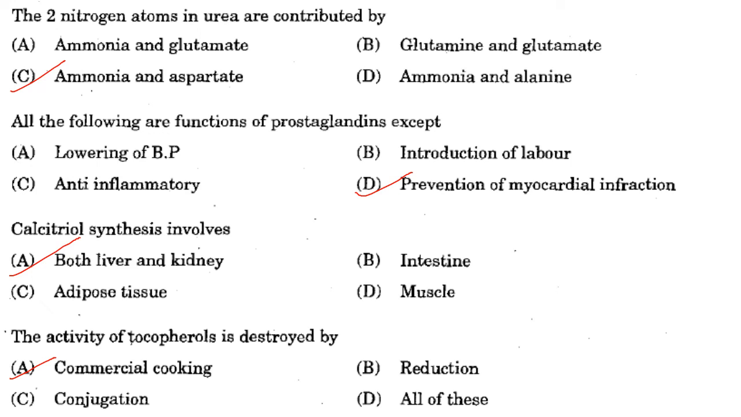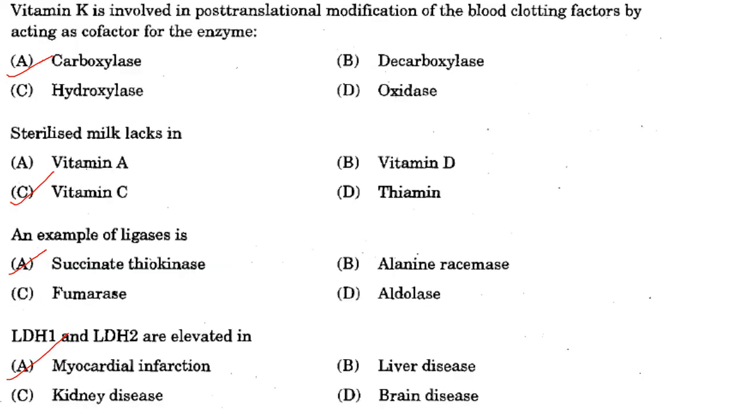Answer is option A. The activity of tocopherols is destroyed by commercial cooking. Answer is option A. Then next one. Vitamin K is involved in post-translational modification of the blood clotting factors by acting as cofactor for the enzyme carboxylase. Answer is option A.